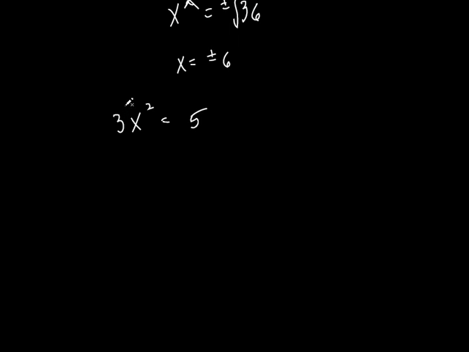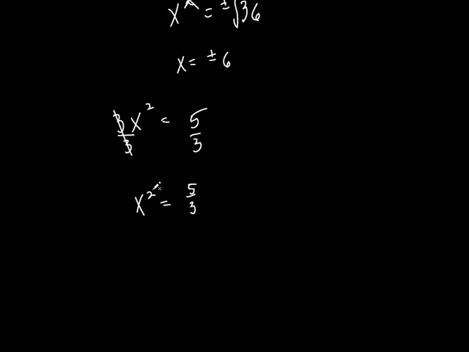Now, you could do that. Technically, yes, you could, but you have to take the square root of 3 as well, and then you have to get rid of a square root of 3. That's kind of a pain. It'll work, but it's kind of a pain. So the first thing I would do is divide by 3. So that cancels out. So x squared equals 5 over 3.